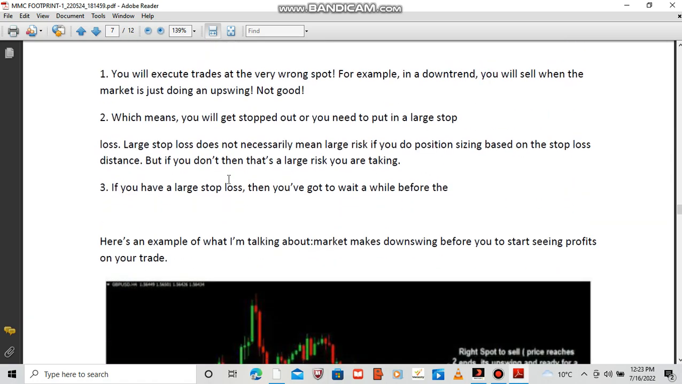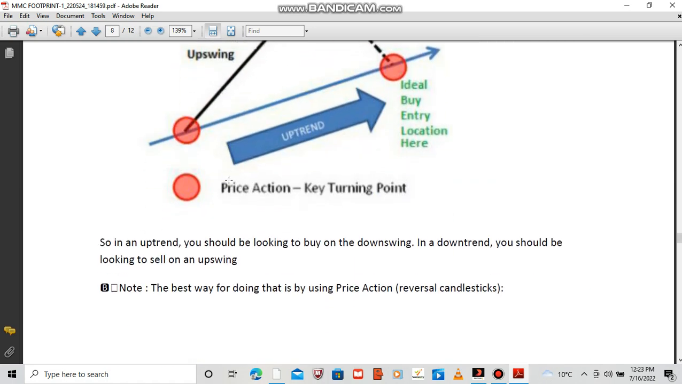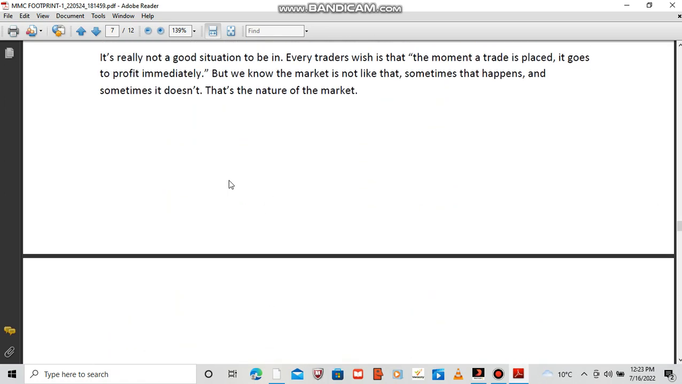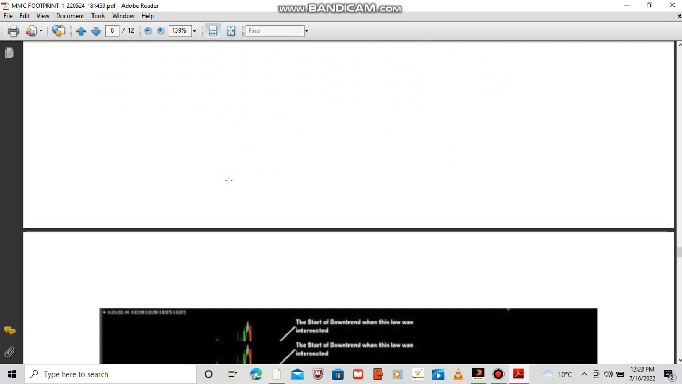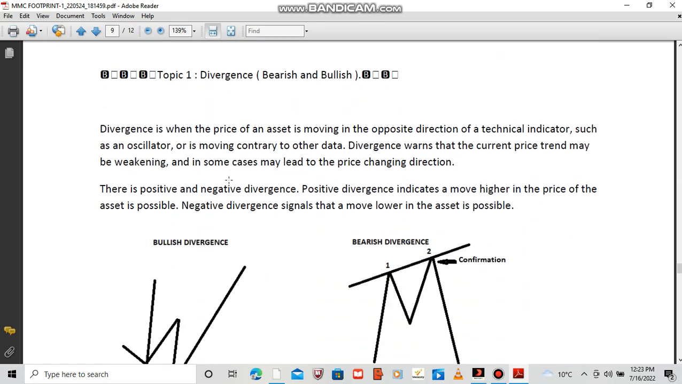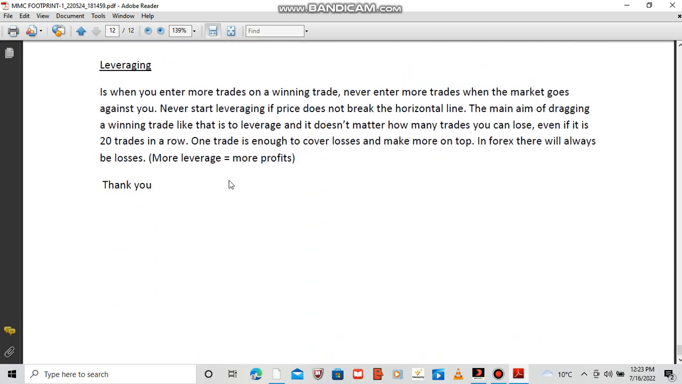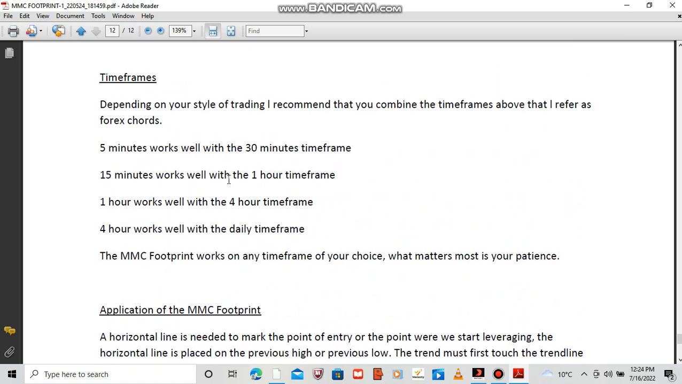So it is important for you to go through the book and understand the idea of how we use a trend line here to scale in, or actually leverage, as we call it. And again, one of the most important things that we will teach is divergence, which is hidden divergence.